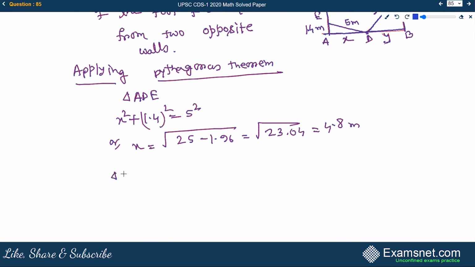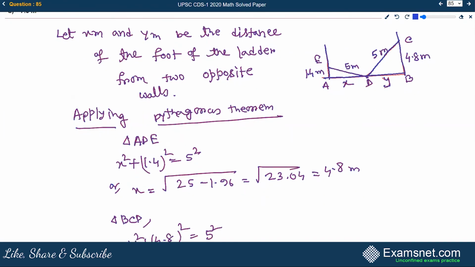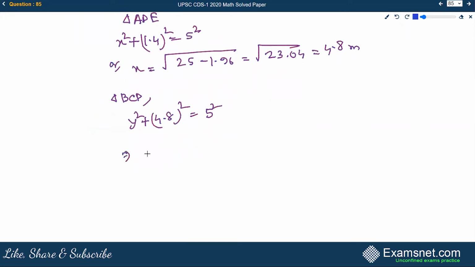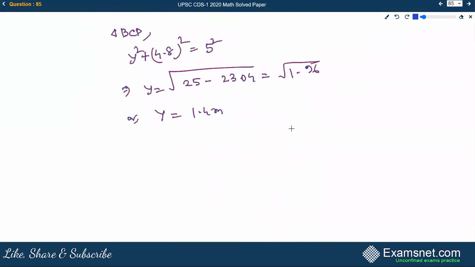Next, if we consider the triangle BCD, we can write y square plus 4.8 whole square equals 5 square, because here CD and DE both are the same ladder. So they are of 5 meter. Now y square equals 25 minus 23.04, 1.96, that is y equals 1.4 meter.